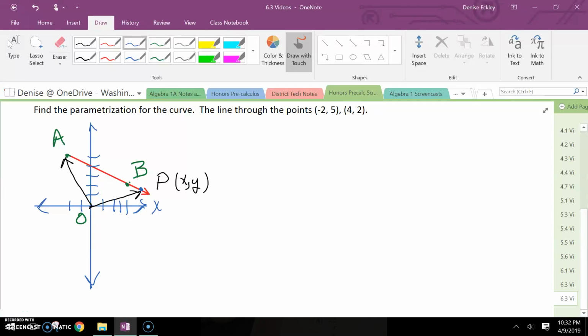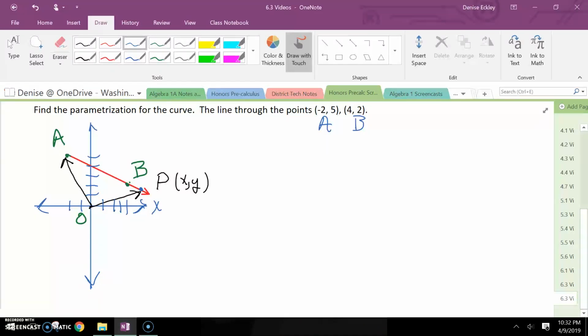Page 483, number 27. We're asked to find the parameterization for the line through the points negative 2, 5 and 4, 2. So what I decided to do is label point A as negative 2, 5 and point B as 4, 2. So what we're going to do is use our vectors information to help us find the two parametric equations that we need.